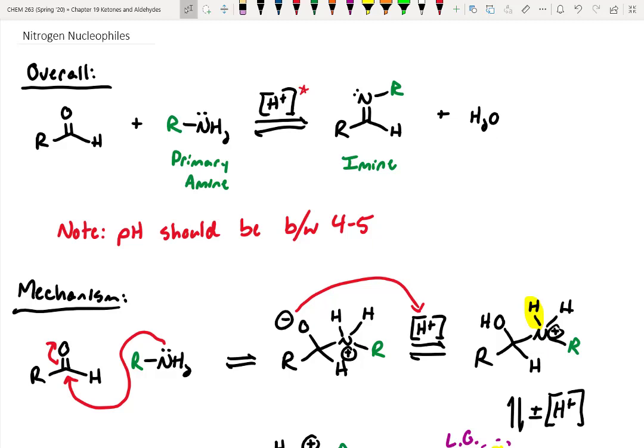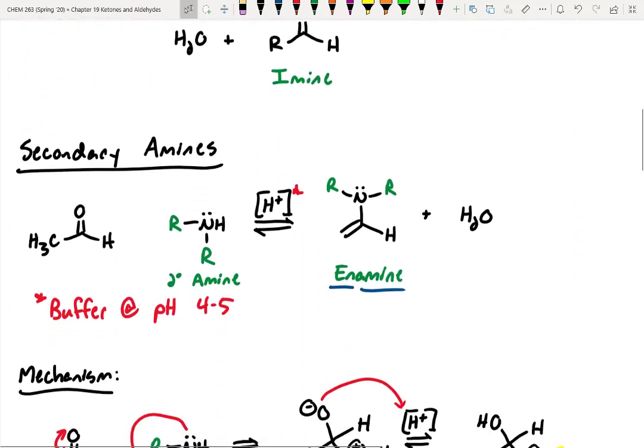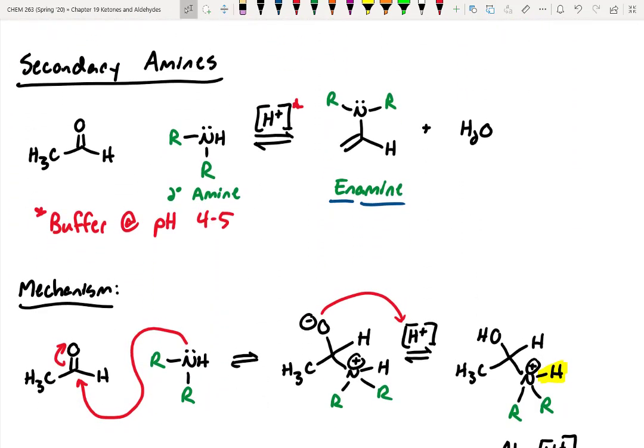All right, in our last video, we saw that aldehydes and ketones can react with primary amines to form an imine, where you have a carbon-nitrogen double bond. And we said it's a little bit different if you have a secondary amine. If you have a secondary amine react with an aldehyde or a ketone, you get what is called an enamine, where you get a carbon-carbon double bond rather than a carbon-nitrogen double bond.